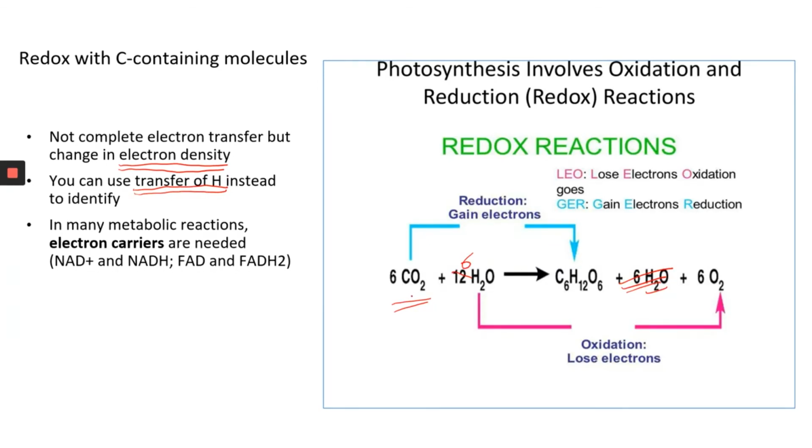Okay, so let's look at carbon. In carbon dioxide, you do not have hydrogen, right? So no hydrogen present. But in the product, which is glucose, you can see carbon has gained hydrogen, right? When you gain hydrogen, the molecule is reduced. So it's reduced. There we go.